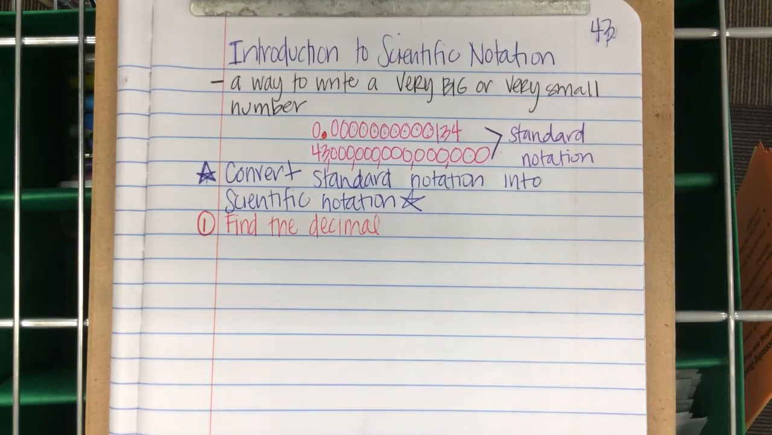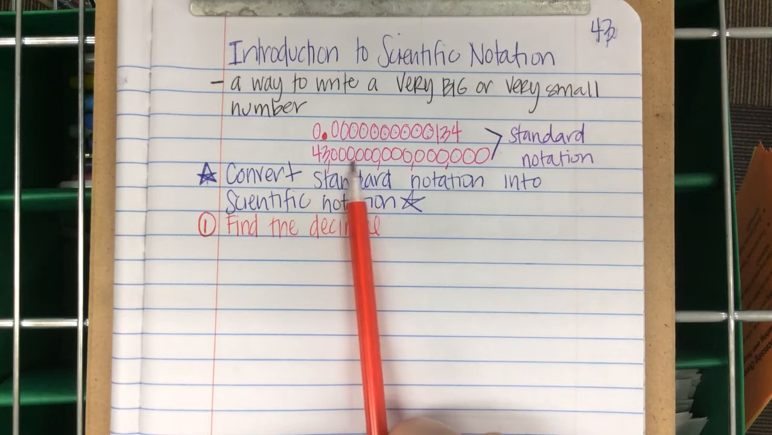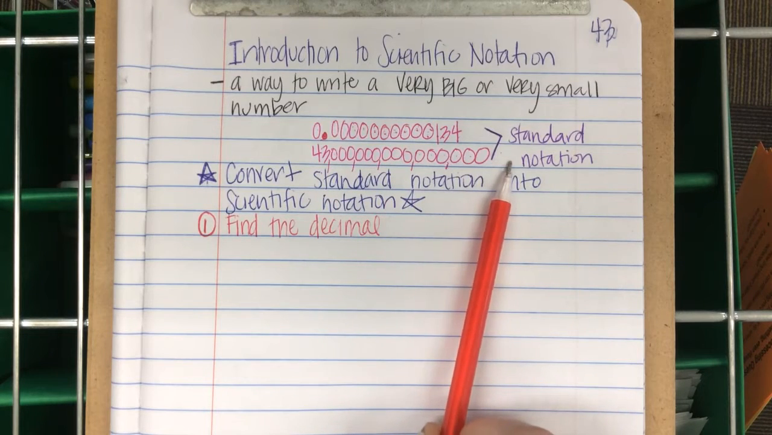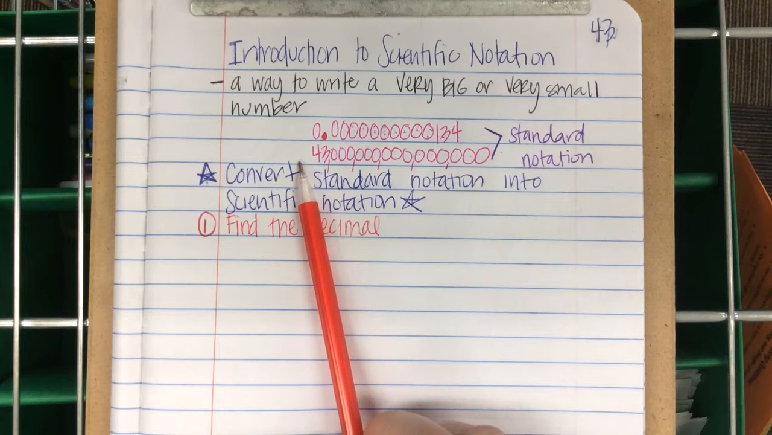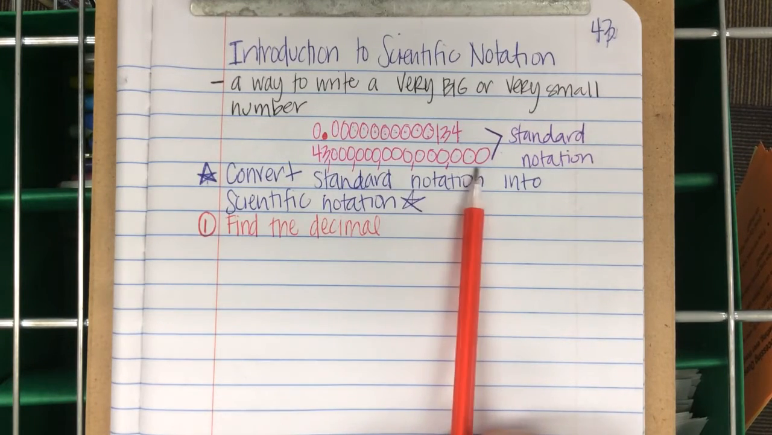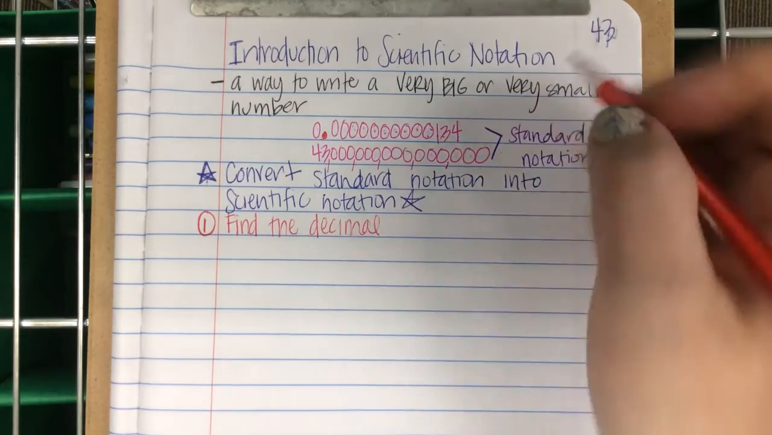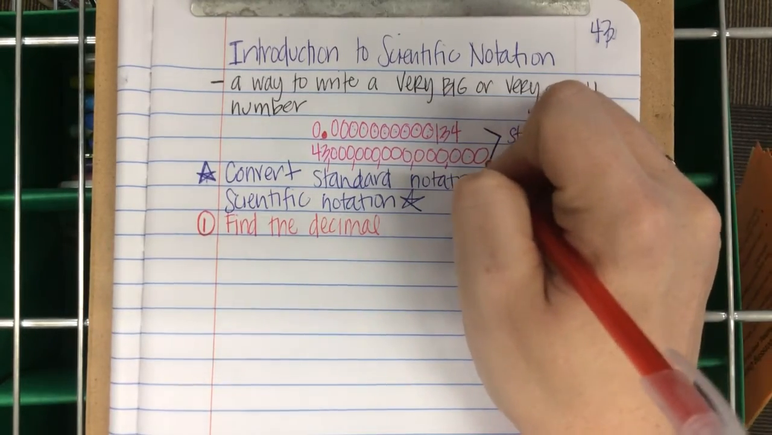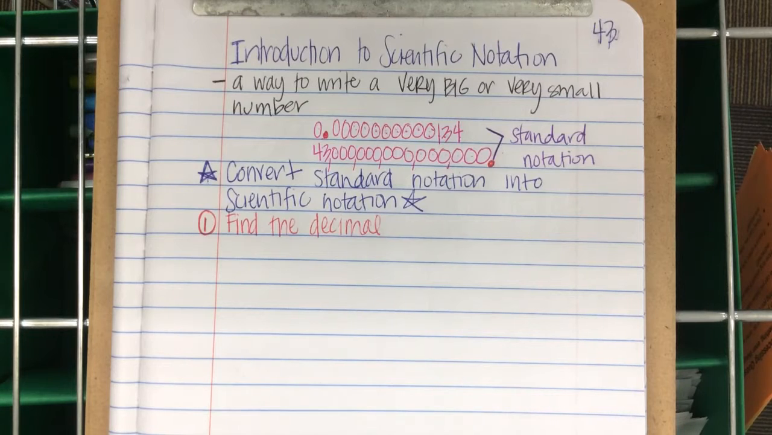Okay, so interesting point. Looking at the second one, can we find the decimal? And I heard, but there isn't a decimal. And you're right, there isn't one showing. But where is it? It's right here at the end. We just don't put it because it's not necessary. So step number 1 is find the decimal. That seems easy.